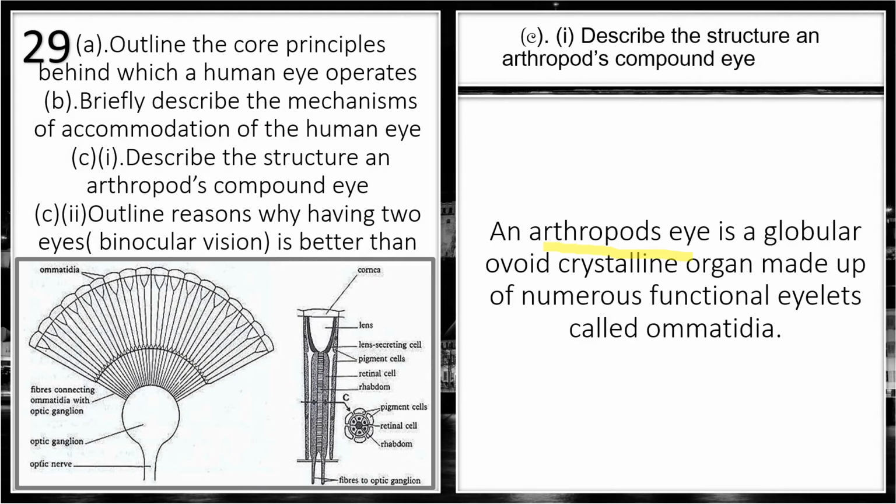The arthropod eye is a globular ovoid crystalline organ made up of numerous functional islets called ommatidia. These structures that we are seeing, those are the ones we are calling ommatidia. Each structure that you see there is an ommatidium.